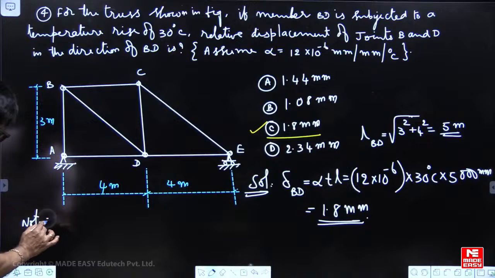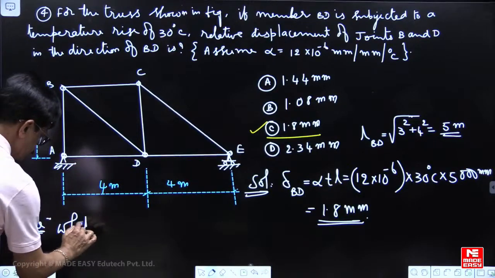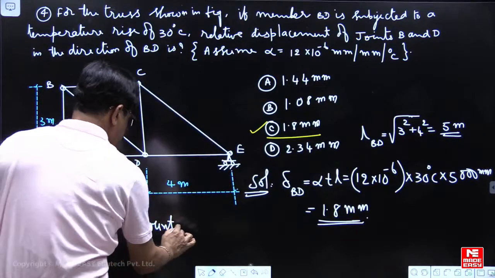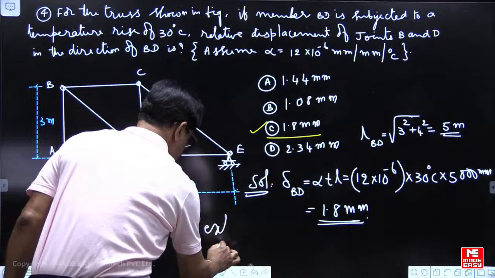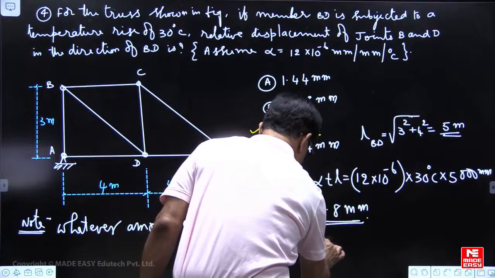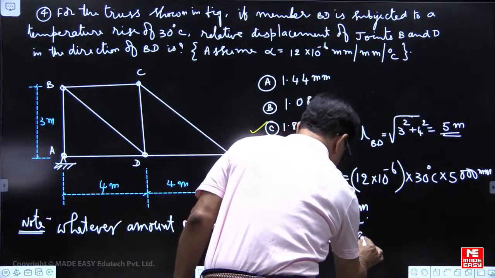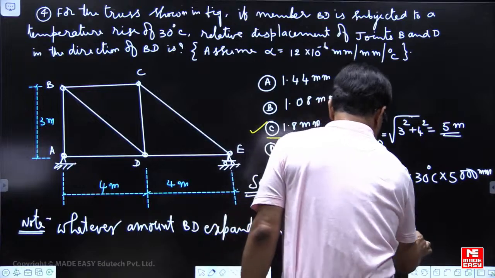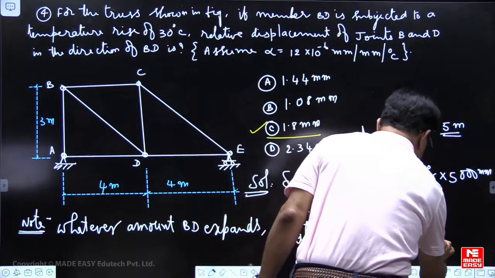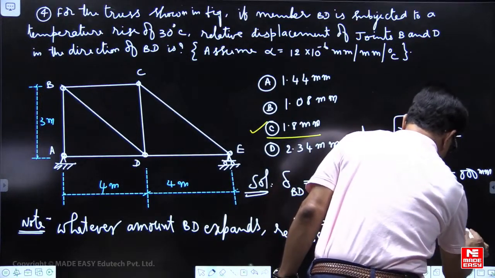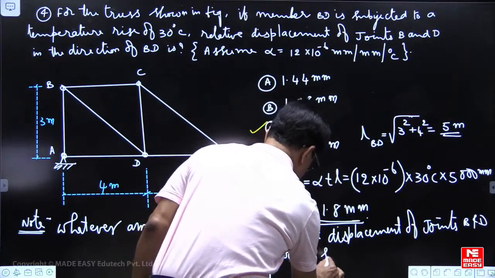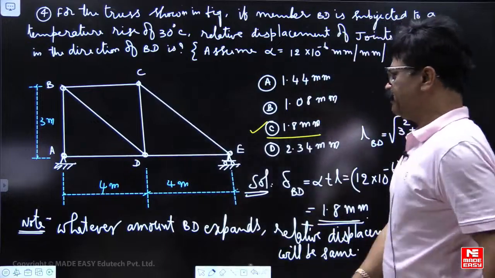So whatever amount BD expands, the relative displacement of joints B and D will be the same.